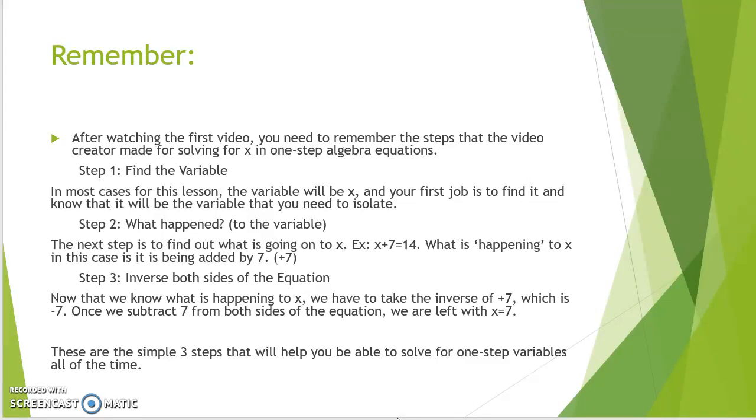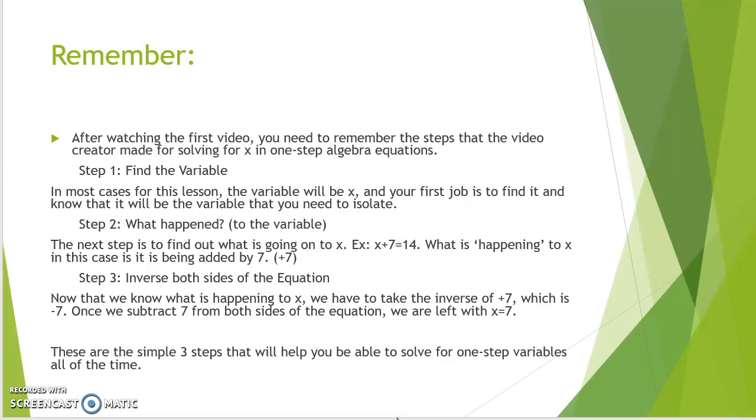And then step 2 is what happens to the variable. So in the example I put here, I put x plus 7 equals 14. What is happening to x here? It is being added by 7. So what's going on in this case to x is being plus 7, is being added by 7. In step 3, now that we know what is happening to x, we inverse what is happening to x. We inverse both sides of the equation. So if x is being added by 7, we know that the inverse of addition is subtraction. So we need to subtract 7 from x.